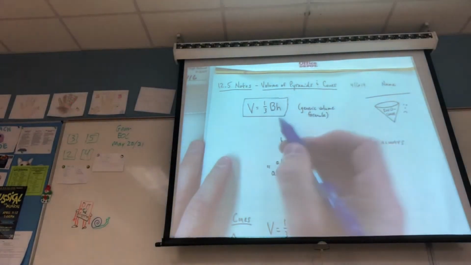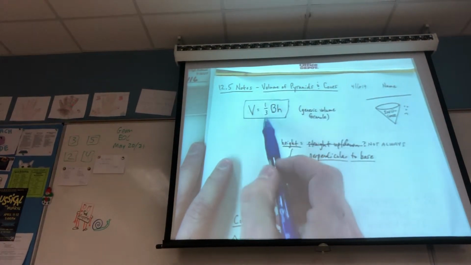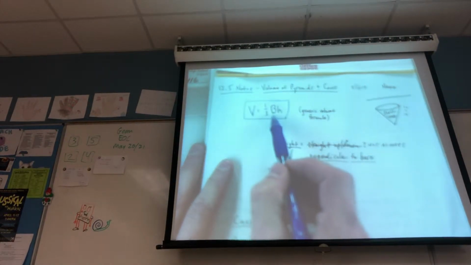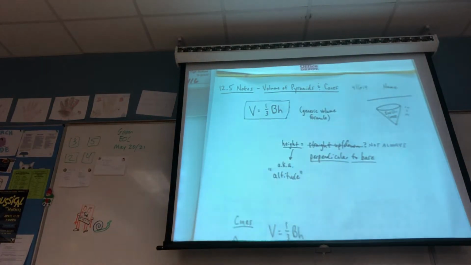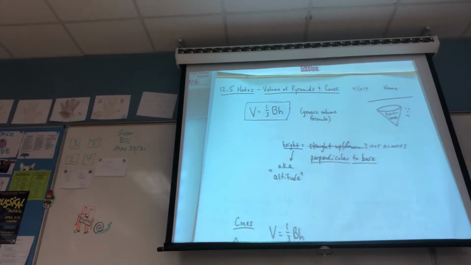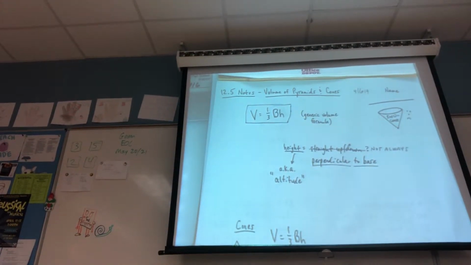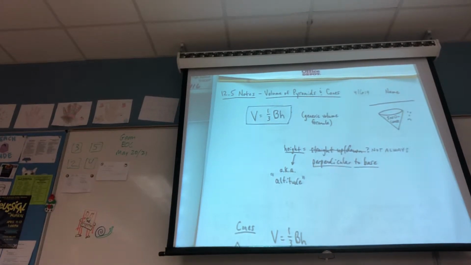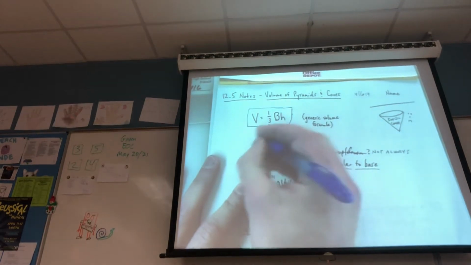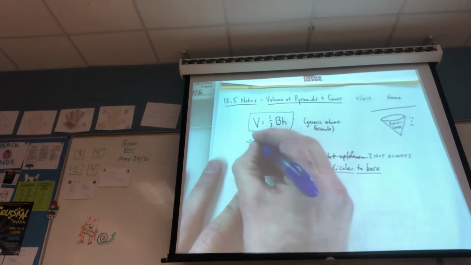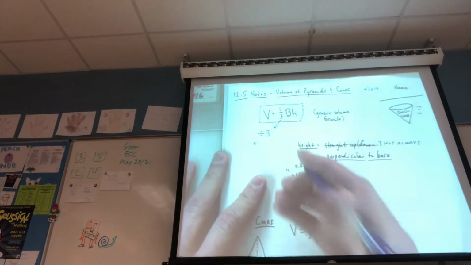So the volume of pyramids and cones, here is your generic volume formula. It's 1/3 BH. 1/3 times the area of the base times the height. So you basically do area of the base times the height like yesterday, but you have to divide it by 3 or take 1/3 of it. Now, when you take 1/3 of something, you can divide it by 3. You can also multiply it by the decimal form.